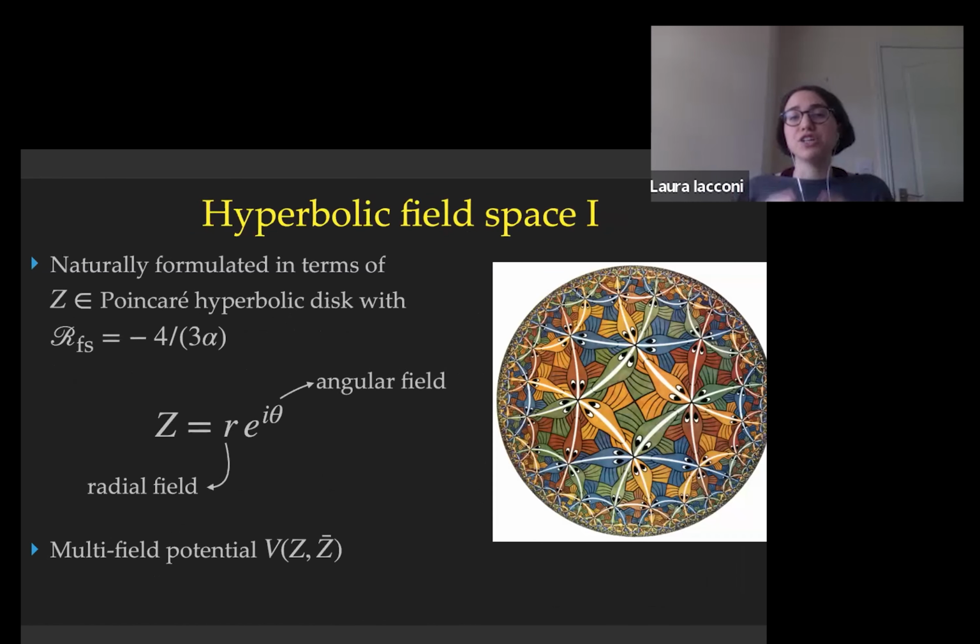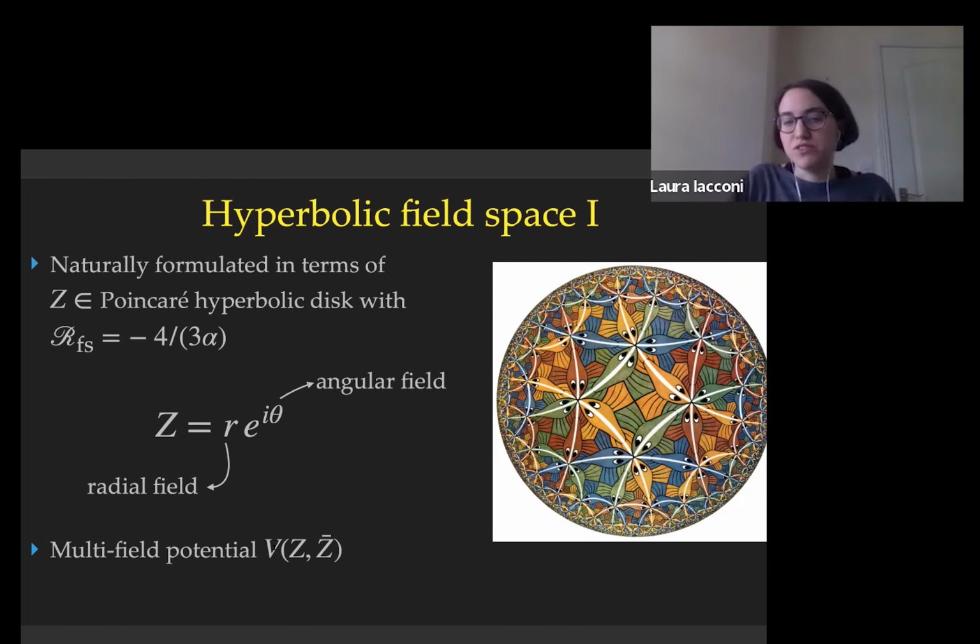Naturally, alpha-attractor models are formulated in terms of a complex field, zeta, that lives on the Poincaré hyperbolic disk. So the field space curvature in this case is negative and constant, hence this is a hyperbolic field space. And you see that it is inversely proportional to alpha, which is also in the name of alpha-attractors. We can parameterize the complex field zeta through a modulus and a phase, and we will identify these two as the radial and the angular fields.